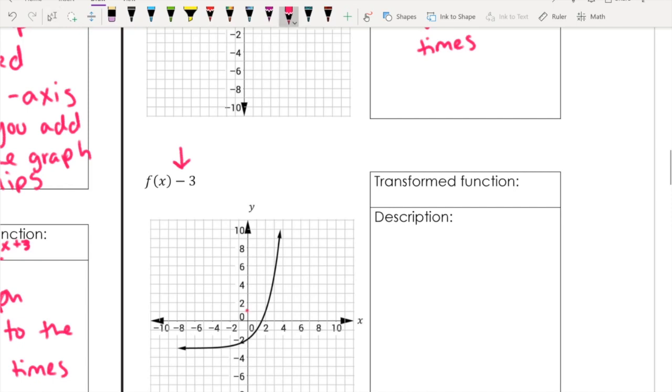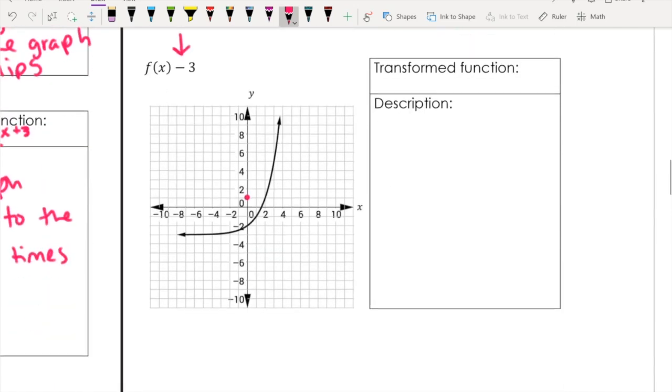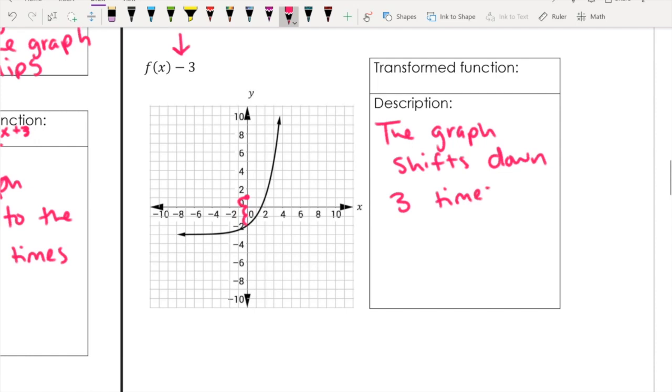So once again, let's do that point, 1 and 0 and 1. And let's see where does it go? Well, it goes down 1, 2, 3 times. Okay, and since it shifts down, that means the graph shifts down 3 times. Okay, so when it's outside of parentheses, the graph moves down. So this becomes f of x minus 3, and that equals 2 to the power of x minus 3.